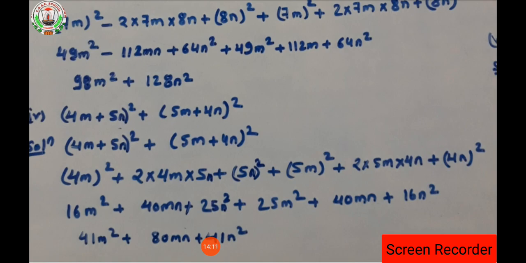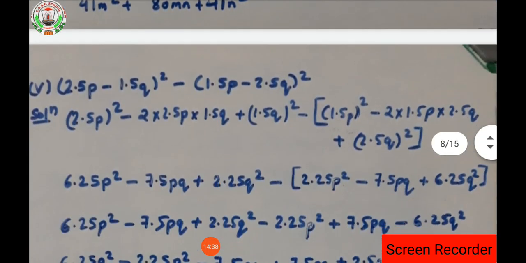Okay. Here students, remember that after splitting the term in the form of identity, you have to add the like terms or subtract the like terms, depending on the question. So here everywhere in the fourth part, positive sign is there, isn't it? So you have to add the like terms, make the pair of like terms and then add it. You will get the result.